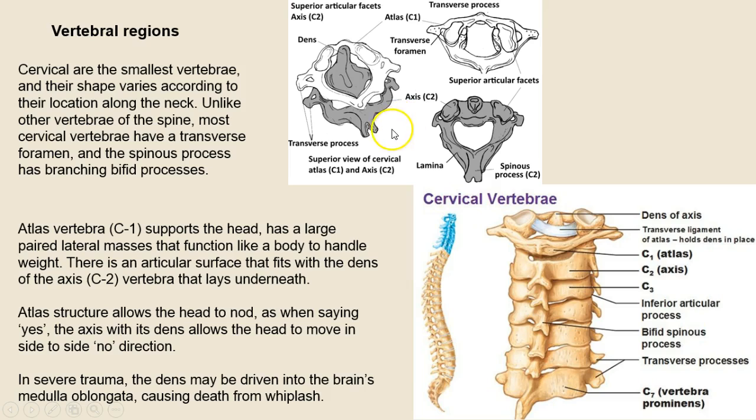Many of these vertebrae are going to have this bifid, branched head on it, or process, the spinous process, but not the atlas here. In severe trauma, this dens is a problem because it's going to be driven into the medulla oblongata and may cause death.